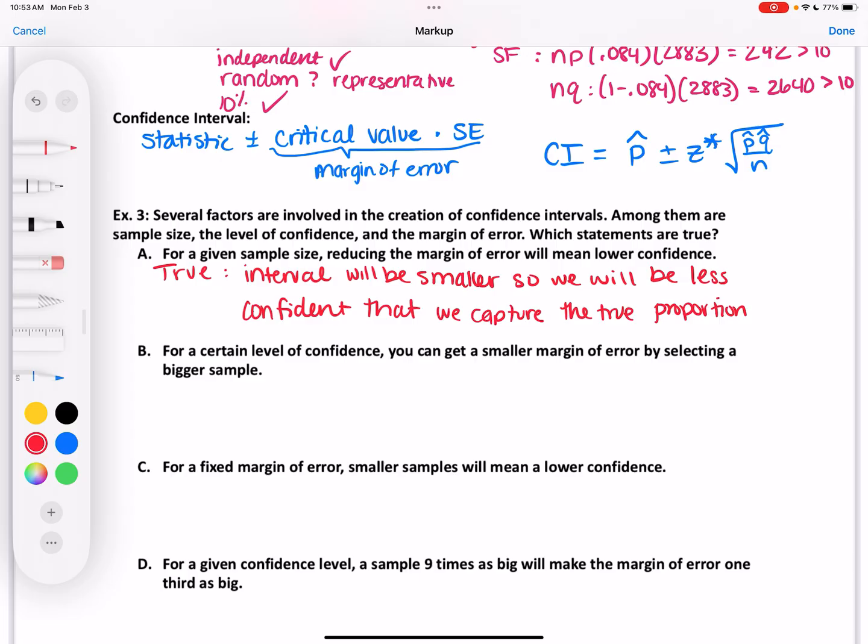The next one. For a certain level of confidence, you can get a smaller margin of error by selecting a bigger sample. False? Wait, think about your formula, which one? Like for how you would find the standard deviation. What's going to happen if your sample size is bigger? It's going to be more confident, right? Just because you're getting more information.